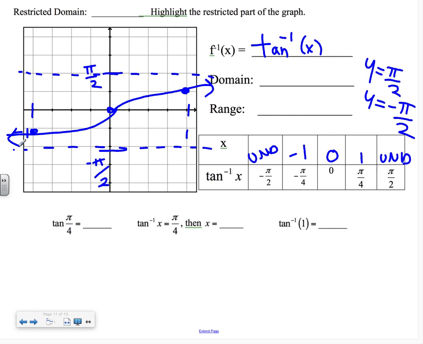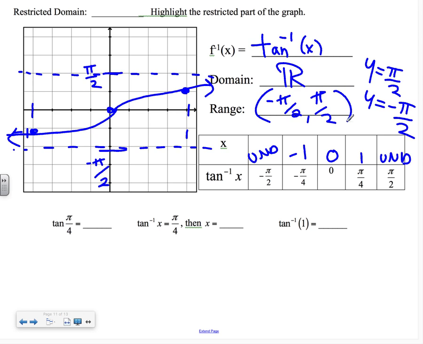If you turn that 90 degrees sideways, you see a tangent-looking thing. It looks more like a cotangent, but still like a tangent. What's the domain of that new graph? All reals. And what's the range? Negative pi over 2 to pi over 2, and we're going to use round brackets because we have horizontal asymptotes.